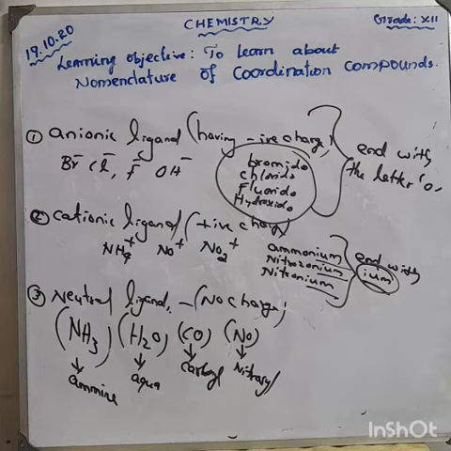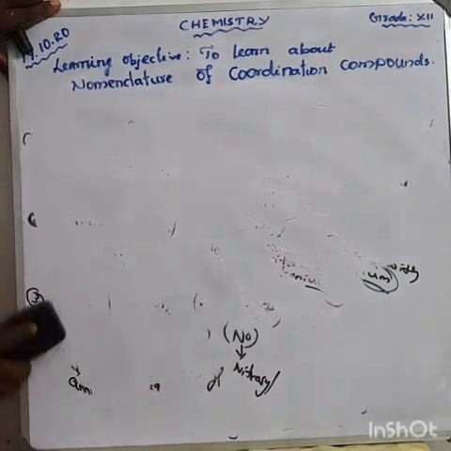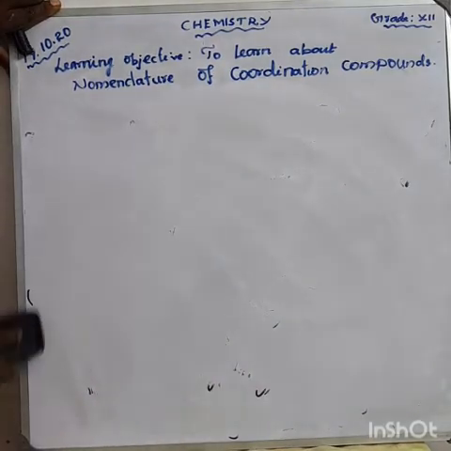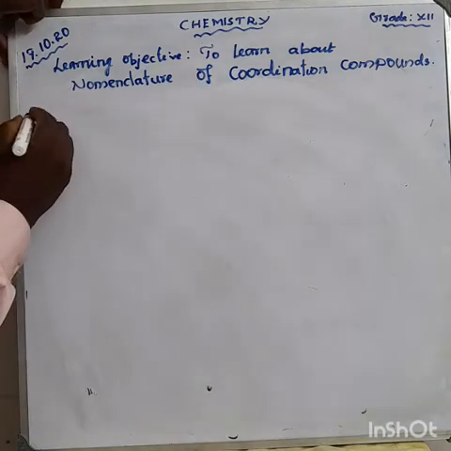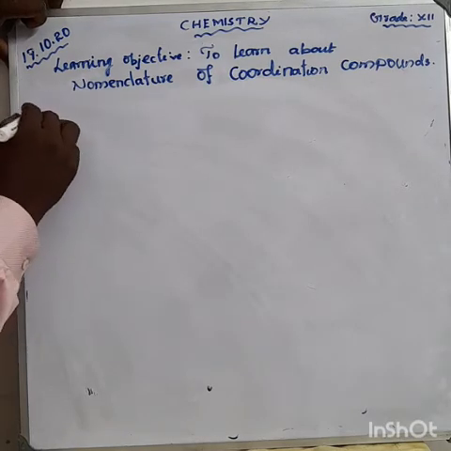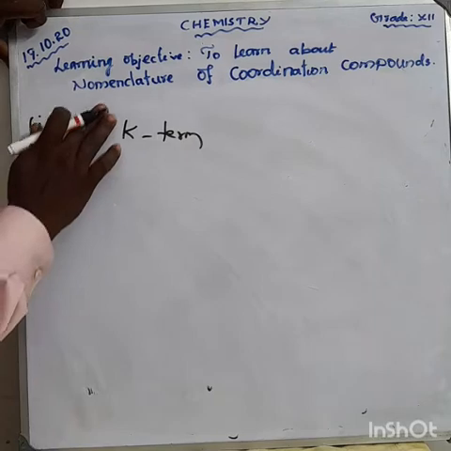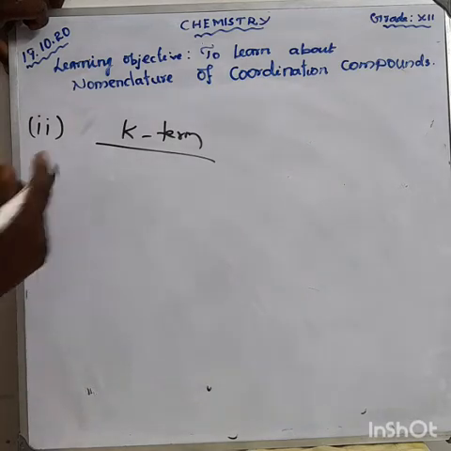This is about the first three points. If you learn the two more points, this is very easy for you. Next, we are using a term K. K means kappa. We are writing the capital letter K, the kappa term, where we are using ambidentate ligands.